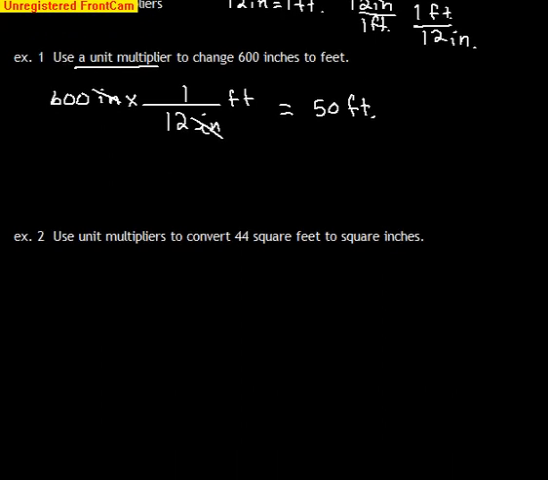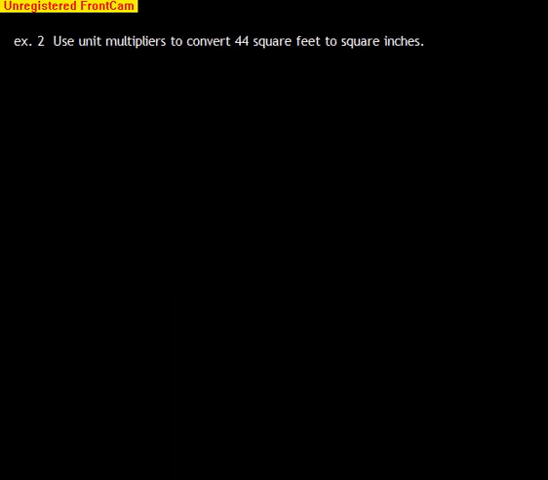So let's go down to the next one. This one says use unit multipliers to convert 44 square feet to square inches. They don't tell you how many unit multipliers. I think in Algebra 1 they would say use 3 unit multipliers, use 2 unit multipliers. But this one just says use unit multipliers. So we just set up a problem. We write 54 square feet like this. And we're trying to get the square inches.